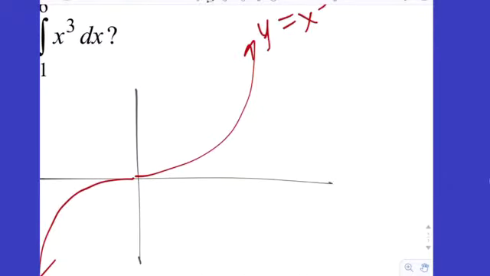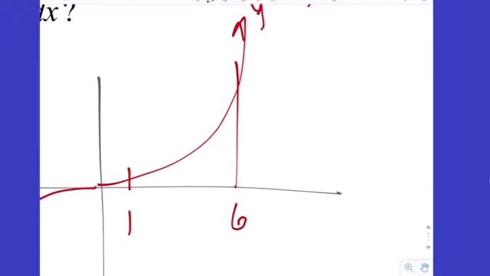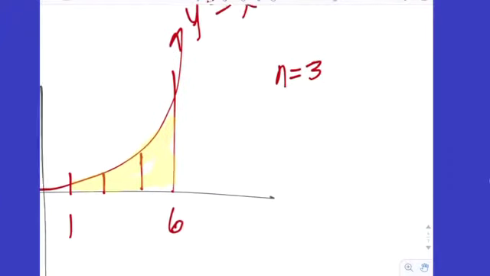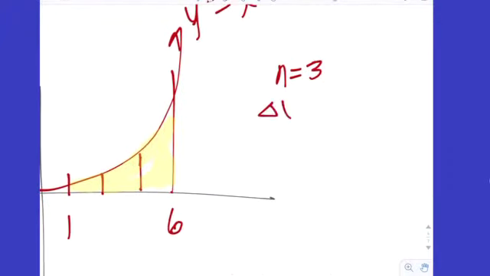So if we're going from 1 to 6, first of all, that's from here to here. Let's go ahead and think about what we did. Let's just say I used n equals 3 subdivisions. I'll just draw it like that. We have 3 subdivisions. So we're trying to find the actual area down here. Remember, the way it worked is we needed to find our delta x. I needed to figure out what the width of each interval was.